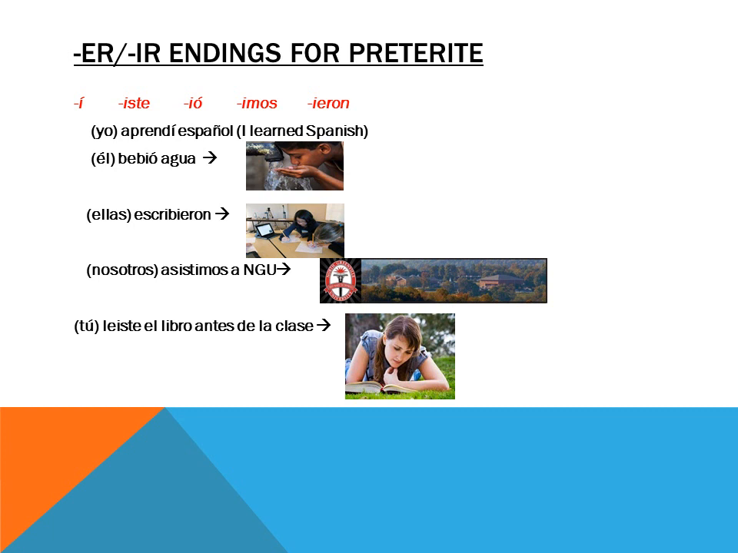For example, I learned Spanish is I, so it should be the first ending í, so it should be aprendí. Español is an ER verb. For the second one is he, so it should be the third one in the list up there, ió, so bebió agua. The third one is they, the two girls wrote, so we need to refer to the last ending ieron for they, escribieron. Then asistimos, we attended. And finally, leíste el libro antes de la clase, you, informally, you, my friend, you read the book before class.